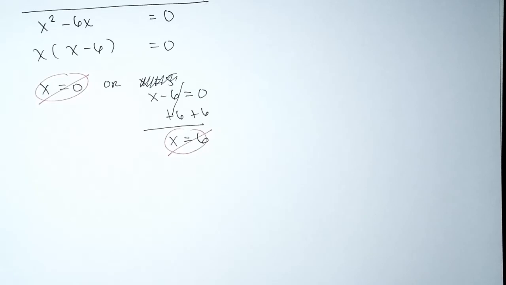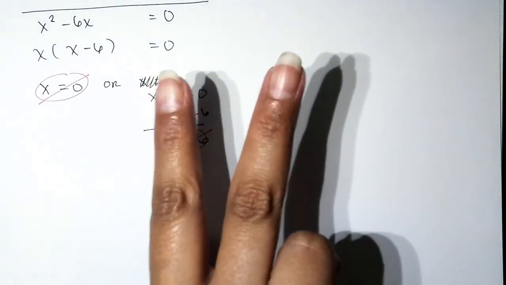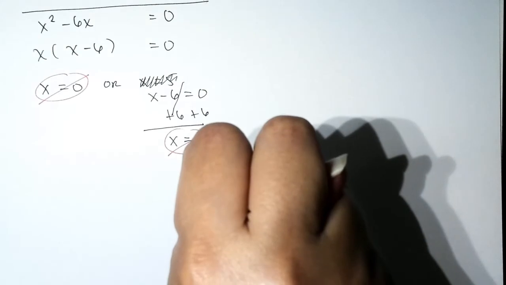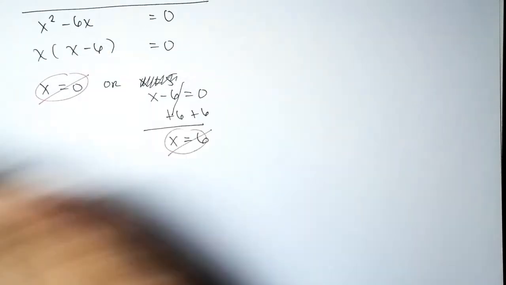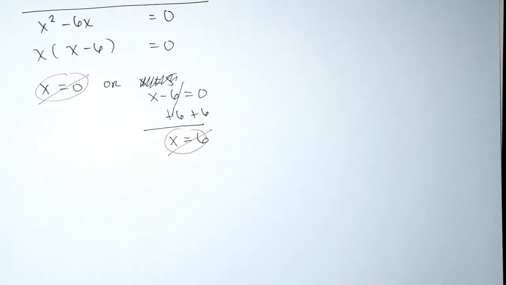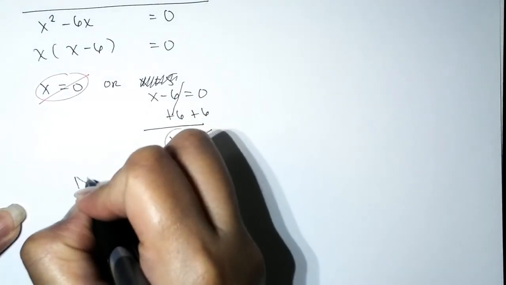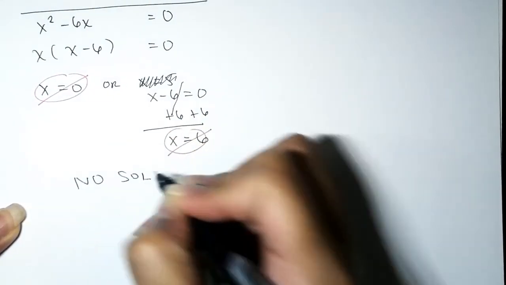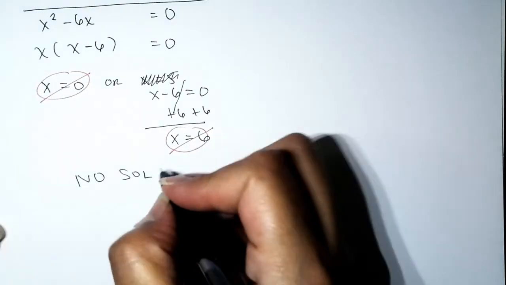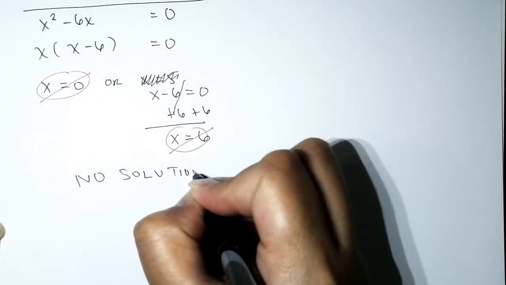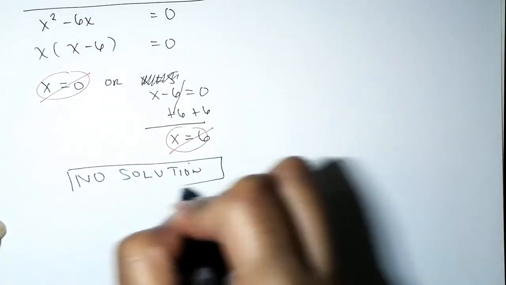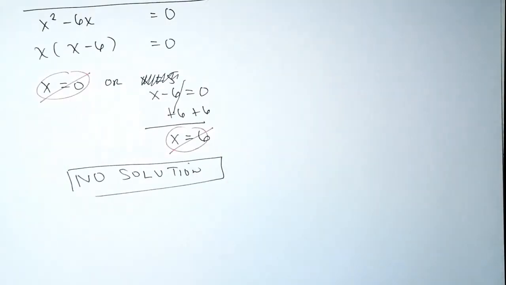So what is going on? We had two possible answers. Neither one could fly. Since we have nothing else to go by, then there's no solution. Why is there no solution? Because look, there's no answer. Okay, we have nothing to go by. So both of these are extraneous solutions.